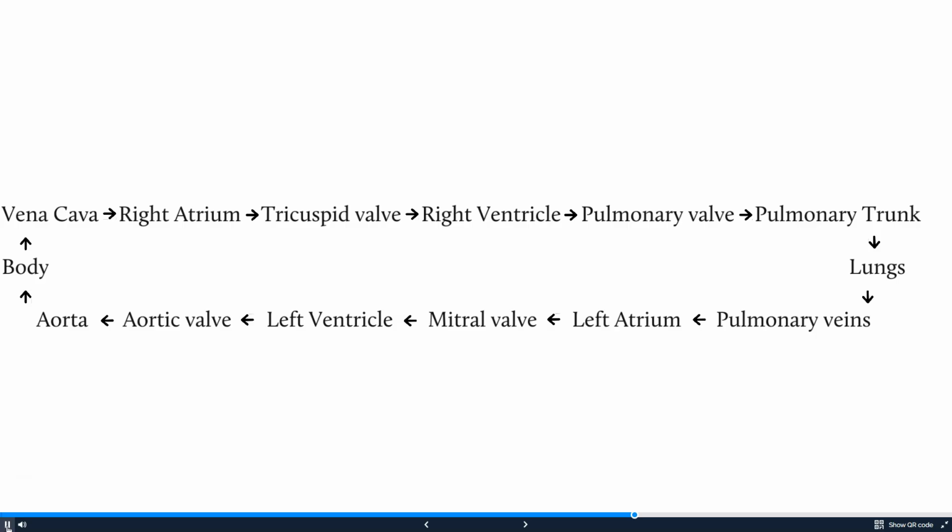And then returning from the lungs, the blood goes through the pulmonary veins into the left atrium, and then through the mitral valve into the left ventricle, and then through the aortic valve into the aorta, which returns the blood back to the body. So considering the body and the lungs as two sort of centers of circulation, we see that the right side of the heart is responsible for pumping blood from the body to the lung, and then the left side is responsible for pumping blood from the lungs back to the body. The two sides really are separate.